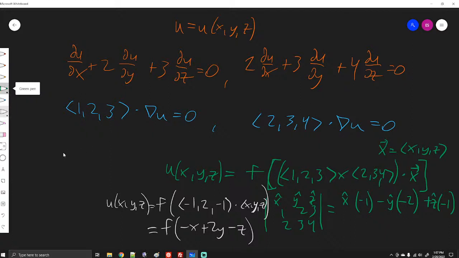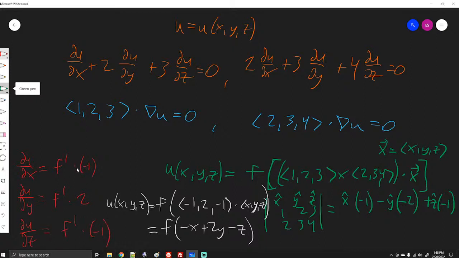And we can check it. So I'm going to start by taking the derivatives now. So partial of u partial of x equals f prime times the derivative of what's inside with respect to x, so that's going to be negative 1. Now partial of u partial of y, this is f prime times the derivative of what's inside with respect to y, so that's just 2. And finally, with respect to z, I have f prime times negative 1.